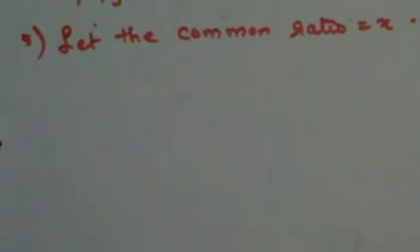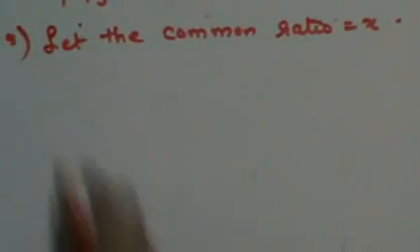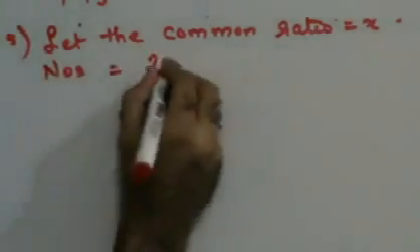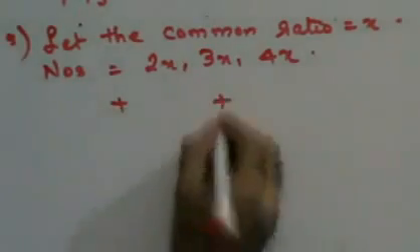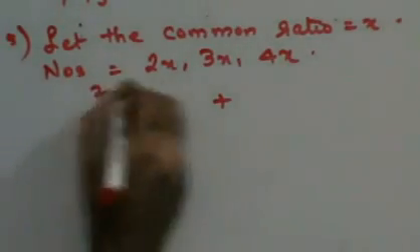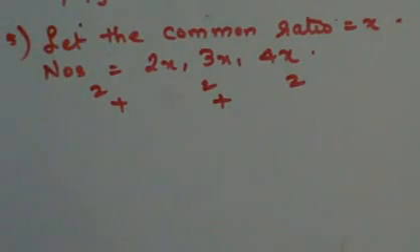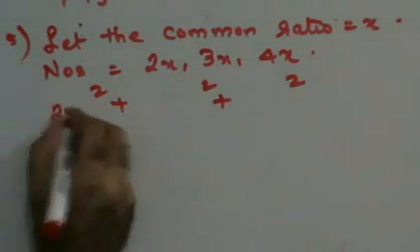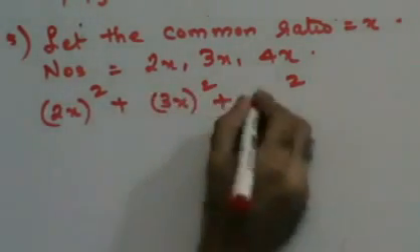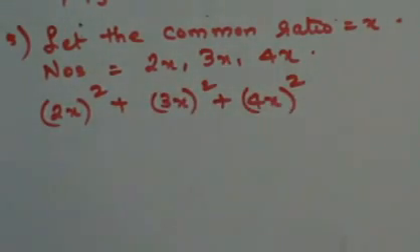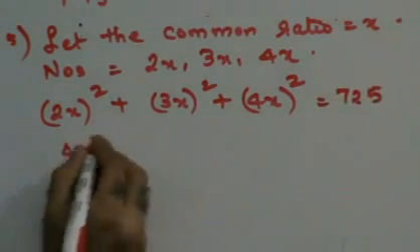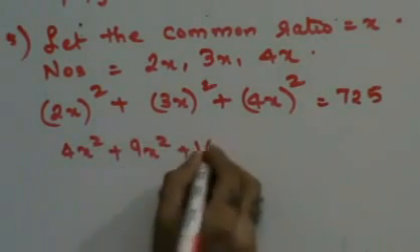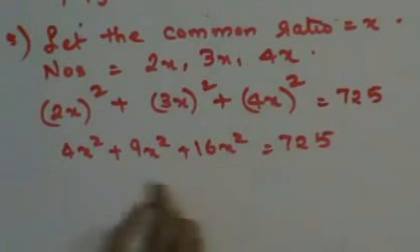Let us assume that the common ratio is x, right? Now, therefore the numbers will be, since they are in the ratio of 2:3:4, the numbers will be 2x, 3x and 4x. They are saying that sum means addition, the sum of the squares of three numbers. The three numbers are 2x, 3x and 4x. The sum of the squares of three numbers is 725. This is 4x square plus 9x square plus 16x square is 725.